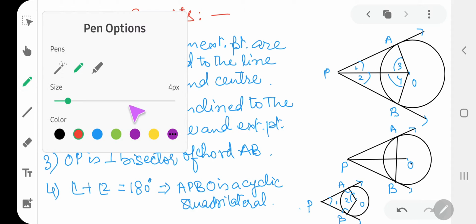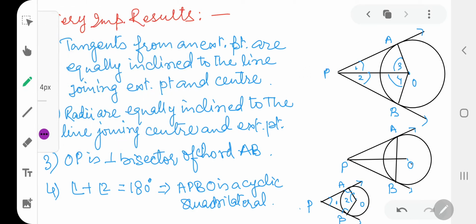What are they? Now children, the tangent lines are making equal angles with the line OP. So we can say that tangents from an exterior point are equally inclined. Equally inclined means they are making equal angles to the line joining the exterior point and the center. Tangents are equally inclined to the line joining the exterior point and the center of the circle.